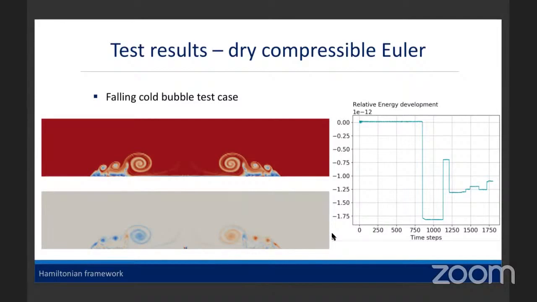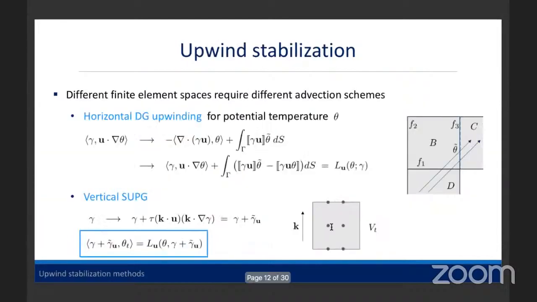Now, one way to get rid of oscillations is by applying diffusion. And one way of doing it is by applying diffusion in the direction of the flow. And this method is called upwind stabilization. And that's what we'll be using to get this better field development. And I'll illustrate it for the temperature equation. So it turns out that the type of upwind stabilization depends on the type of finite element space that we use. And in the compatible finite element framework, we use different spaces for our different variables. We have to use a different stabilization for every different field.